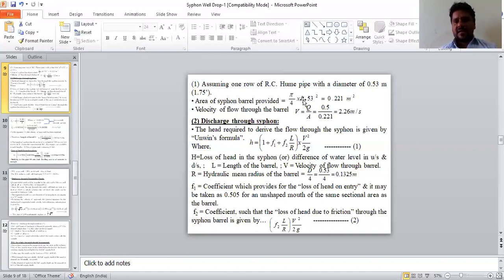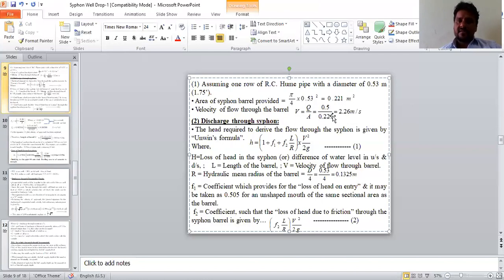Okay, so first we have to assume a diameter. Area of the siphon A is equal to pi d square by 4. Substitute the diameter here and you will get area, right? Through area, discharge is known. V is equal to Q by A, you know this, right? So area is 0.21, substitute here, and velocity is 2.26. What I told, if velocity in the barrel is between 1 and 3, then siphonic action will happen. Now it is 2.26 meter per second, so definitely it is acceptable. If greater than 3, then again you have to modify the diameter, resubstitute and get the value.